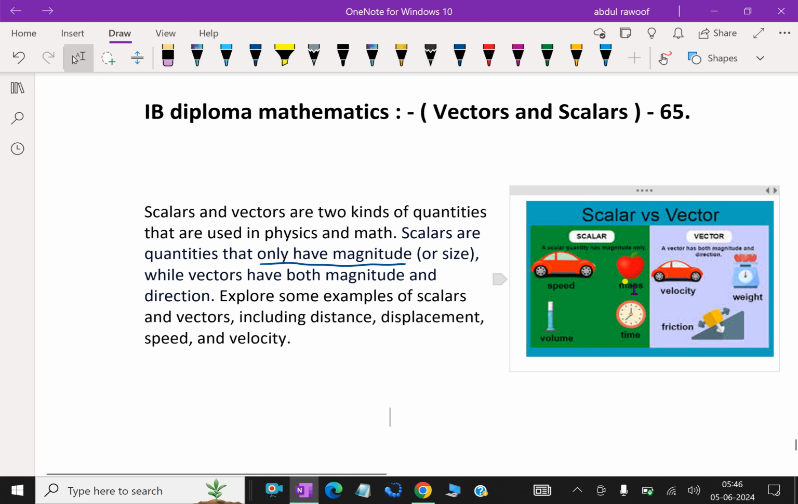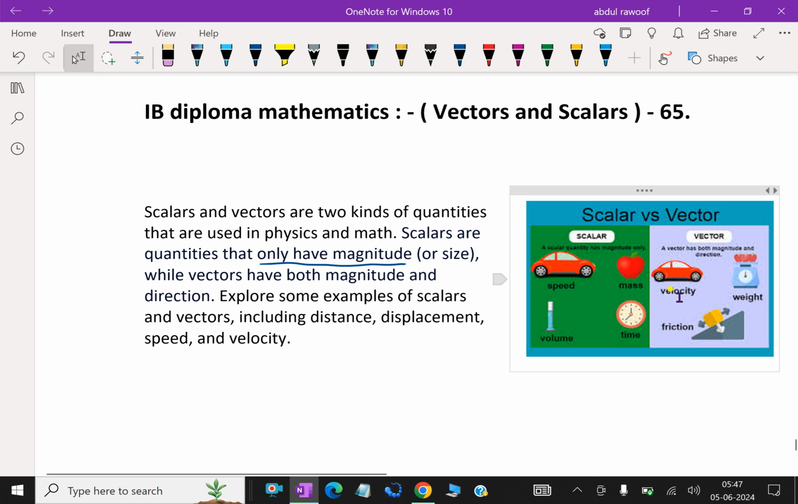Mass is a scalar. That means it has no direction. It is only the quantity of flesh. It won't have its own direction. Volume and time are also scalar quantities.